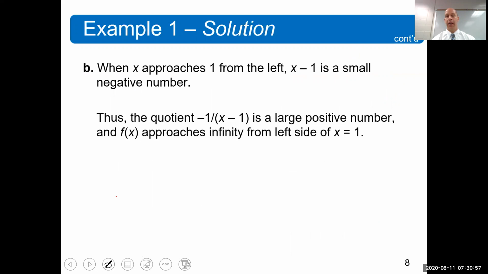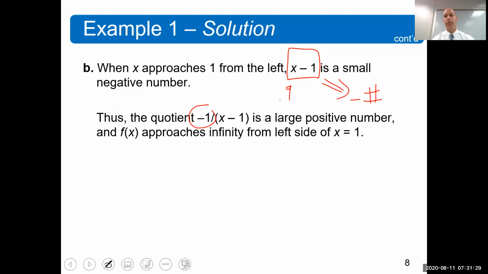So now let's look at example B. Example B, we're still approaching 1. Now the denominator here is x minus 1. This is going to give us a small negative number. So if I've got a number that's less than 1, so let's say it's 0.9, I'm going to take 0.9 minus 1, which is a small negative number. Now the top is already a negative number.